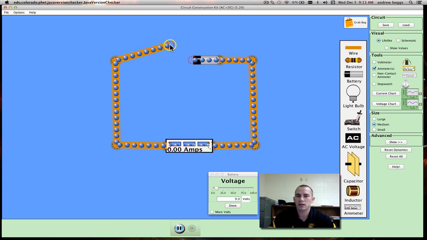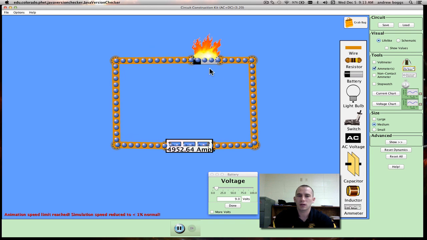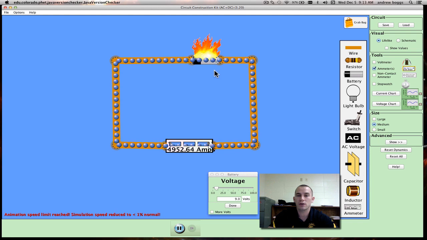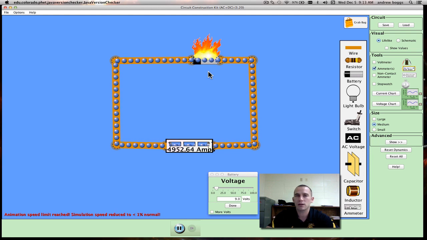Whenever I connect this, what's going to happen? We're going to short out our battery, and that can result in sparks, or you might explode your battery. So in the lab, that's bad. Don't connect the wires from the negative to the positive, or you short out your battery.